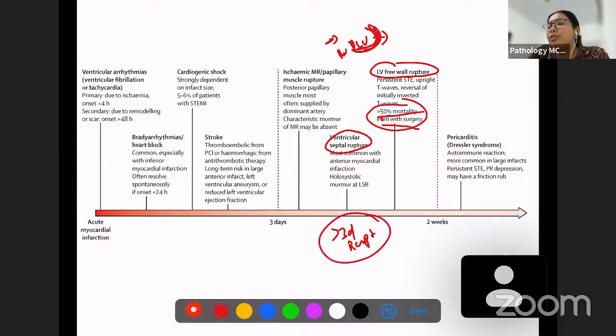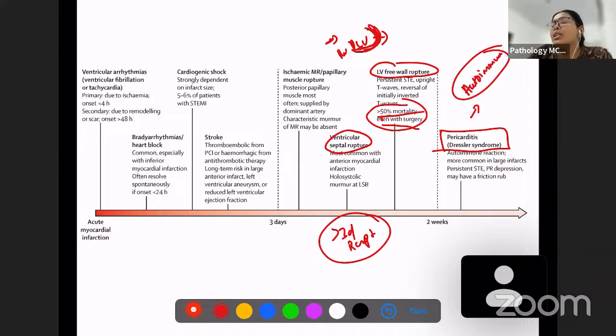And the most important thing you have to remember is Dressler's syndrome. Dressler's syndrome is post myocardial infarction pericarditis. Okay, pericarditis, usually the 'itis' you can correlate with an infection, right? But this is not an infection. This is an autoimmune reaction which occurs after myocardial infarction resulting in pericarditis. And this is one of the late complications of myocardial infarction, usually occurring after more than 2 weeks. So this is Dressler's syndrome. So these are the complications of myocardial infarction.